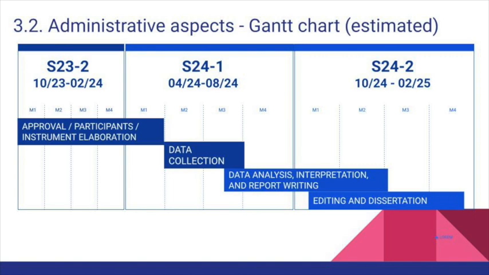Regarding some of the administrative aspects, here we have a Gantt chart which estimates how we can move on regarding this research. It is estimated that, considering that we are already in the phase that has to do with approval and recruiting the participants, by the time that this semester ends, the instrument's elaboration will already either be started or will already be completed, so that the data collection can actually begin at the beginning of the next semester. If everything goes according to plan, this research can be carried out within the allotted time for the master's degree program.